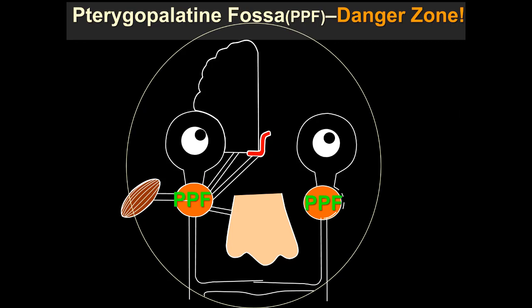Then we come on to the pterygopalatine fossa, which is the danger zone. So here it is. It's the danger zone because it links to many areas in the face and in the brain and skull base. It goes up to the eye through the inferior orbital fissure. It goes to the brain through foramen rotundum. As we've just seen, it goes back along the Vidian canal to the internal carotid artery in foramen lacerum.